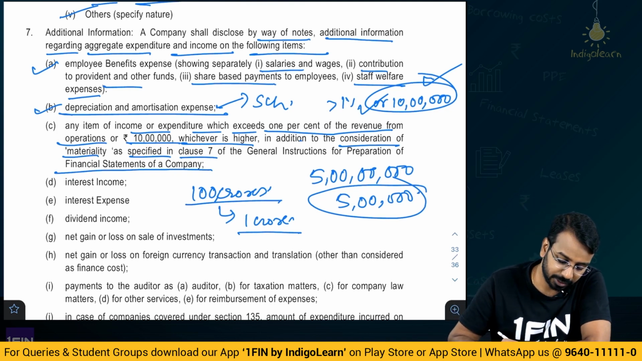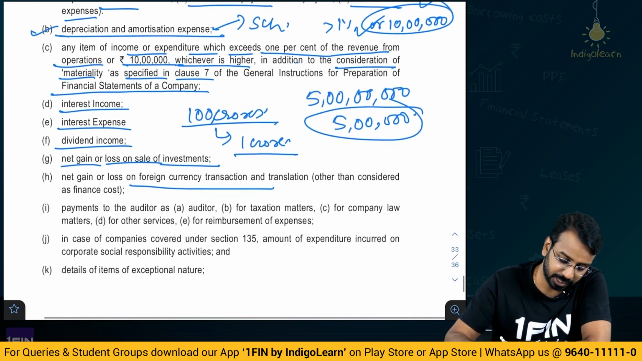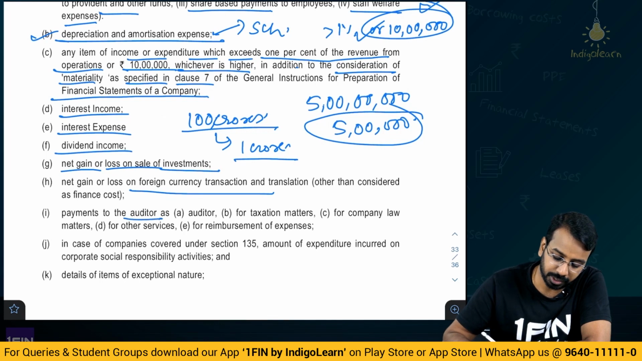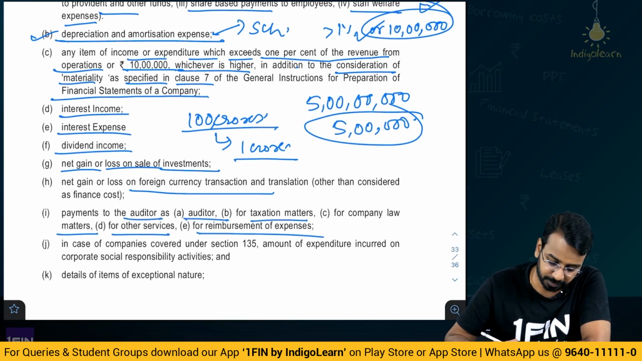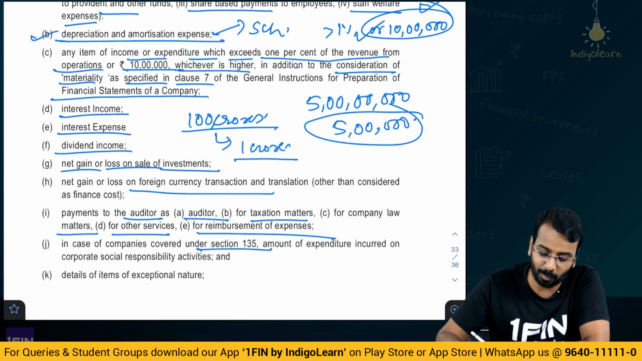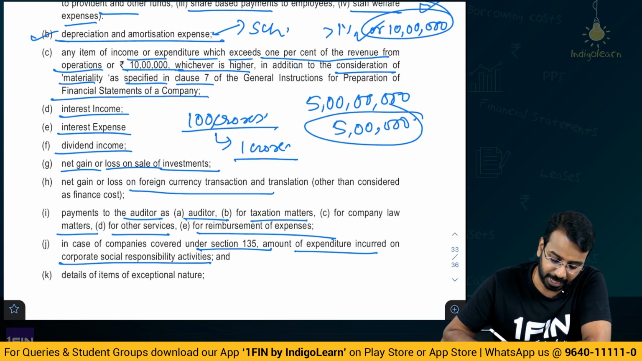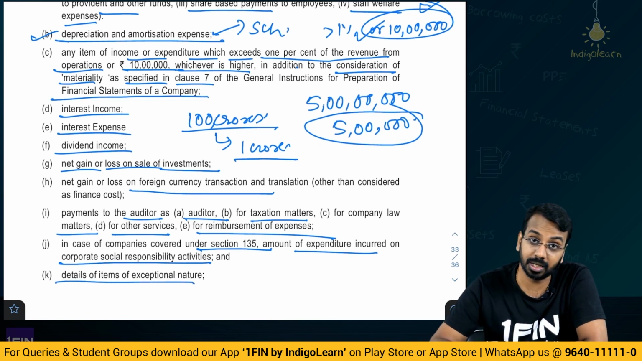Then you have to separately show interest income, interest expense, dividend income, net gain or loss on sale of investment, foreign currency transaction and translation, payments to the auditor as auditor, taxation matters, company law matters, other services and reimbursement of expenses. In case of companies covered under section 135, the amount of expenditure incurred on CSR, and details of items of exceptional nature.